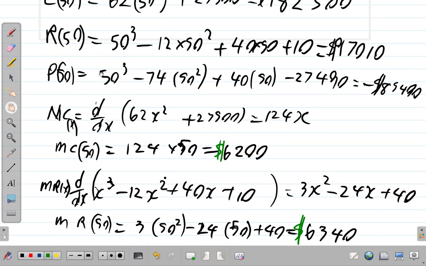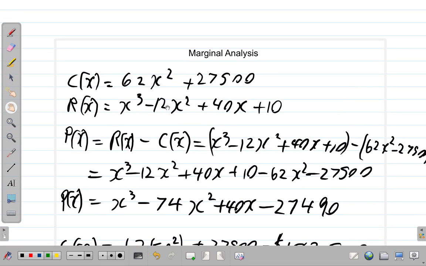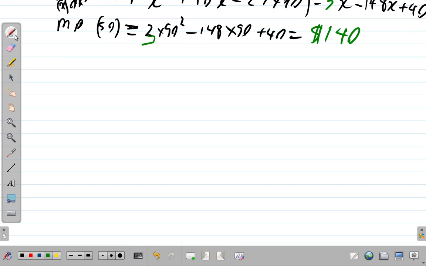Now, the total profit function at 50. All right, let's write down the total profit function again. Let's start from the cost. Total cost function: 62x squared plus 27,500. So Cx was 62x squared plus 27,500.